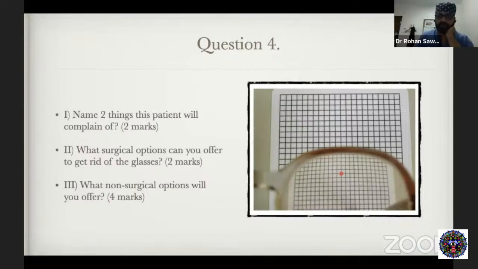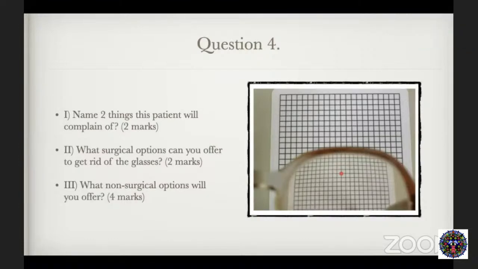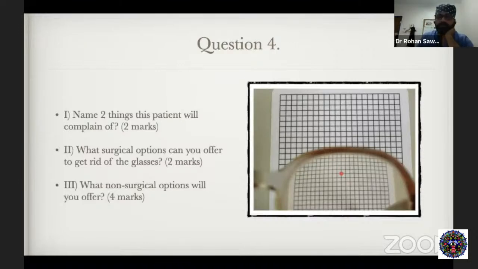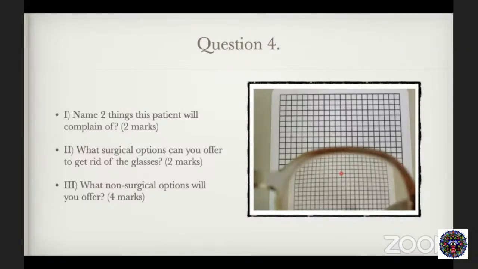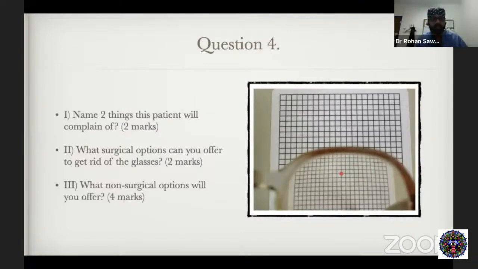Right. What about the first answer? Someone mentioned minification. That's a good point. Minification or micropsia. You can mention barrel distortion. That's one of the symptoms that the patient will complain of. Coming to the next question, what surgical options do you think you can offer for this patient?